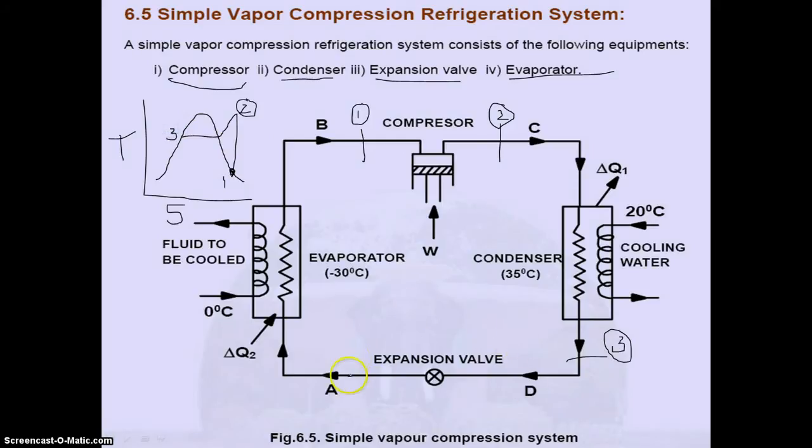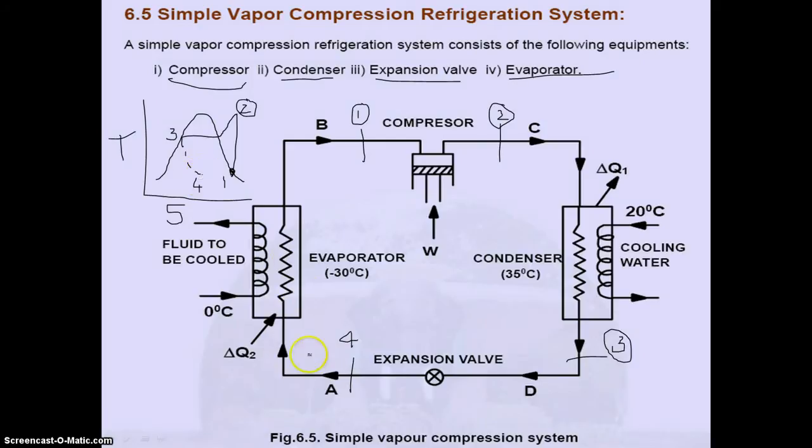After point 3 we have an expansion valve which reduces the pressure of this refrigerant. It is an irreversible process, so I am indicating it with a dotted line. This is point 4. So point 4 is after the expansion valve. You can see this point 4 is lying between the liquid line and vapor line. It means that it is a mixture of liquid and vapor. Normally it will be mostly liquid and a small amount of vapor.